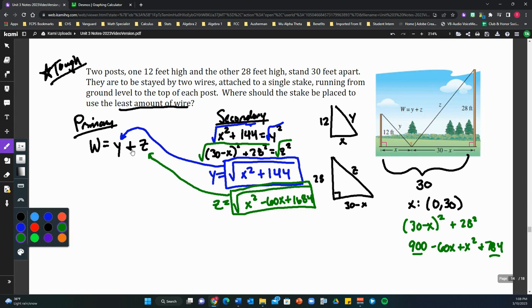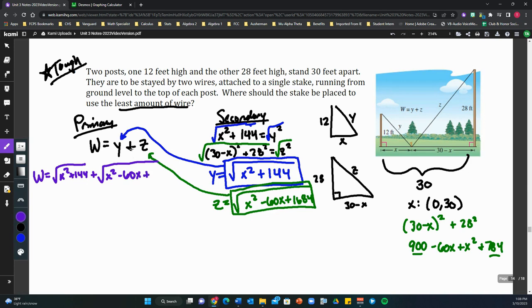So my resulting equation here now says that w is actually equal to the square root of x squared plus 144 plus the square root of x squared minus 60x plus 1684. Now we are actually ready to take the derivative of this guy. So to do that, again, it's only dependent on one variable. So taking the derivative with respect to x would give me dw dx equals, and now this is where the calculus is going to get a little tricky and complicated.